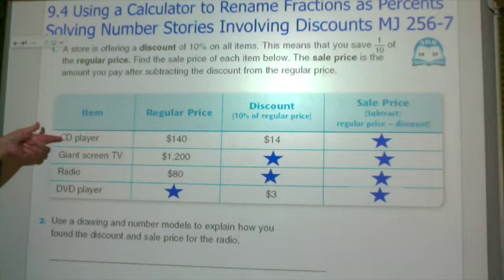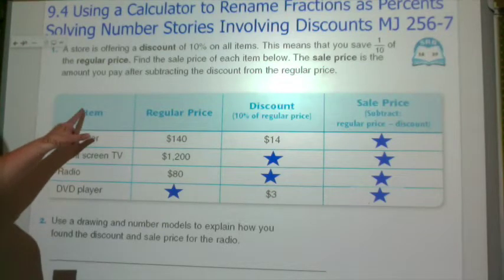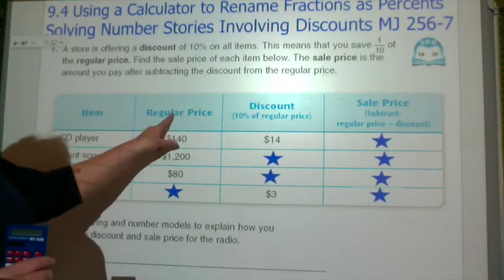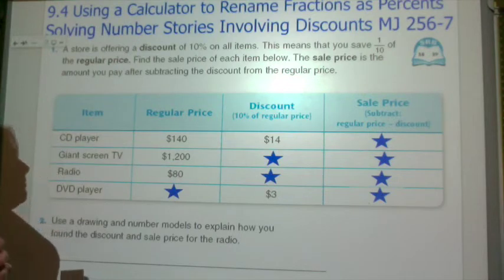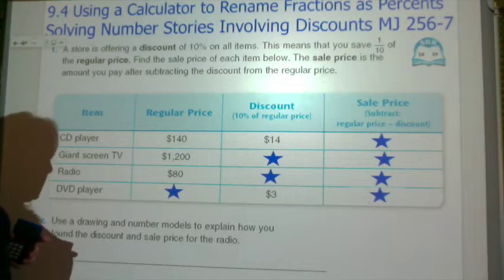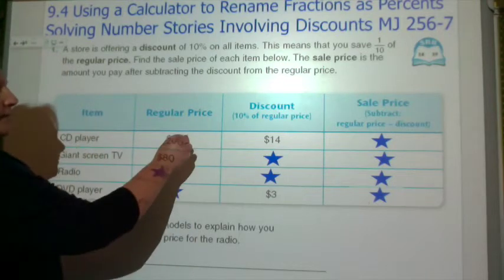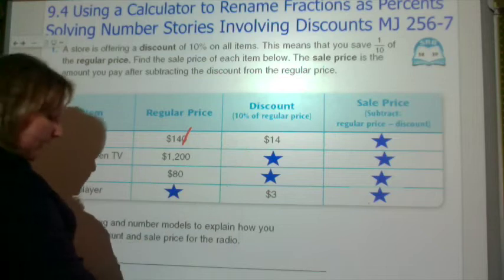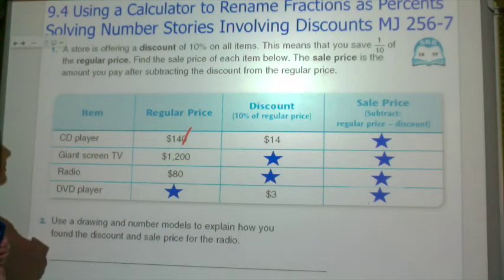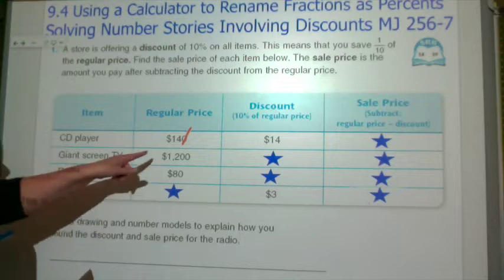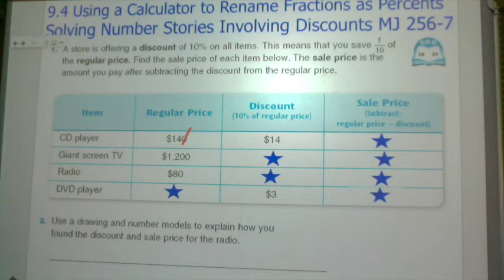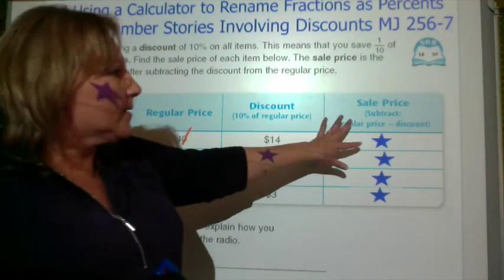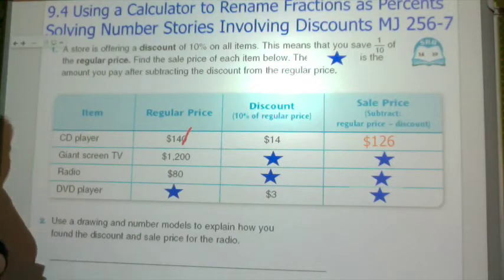First of all, we have a table here. We have the item, we have how much it is regular price, what our discount is, and we have the sale price, how much we're going to actually pay for that item. So we bought a CD player. It was $140. So think of it this way. $140, I'm going to take off that zero. That means I'm going to get $14 off. On your calculators, do 140, subtract your discount, which would be 14. 140 subtract 14. You should end up with 126.